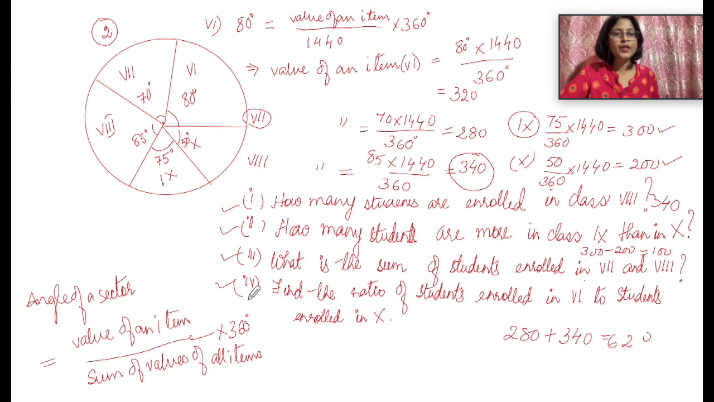Next, the last one. Find the ratio of students enrolled in class 6 to students enrolled in class 10. So ratio means for class 6 we evaluated it as 320 students, and for class 10 we evaluated as 200 students. So this can be written in the simplest form as 8:5.